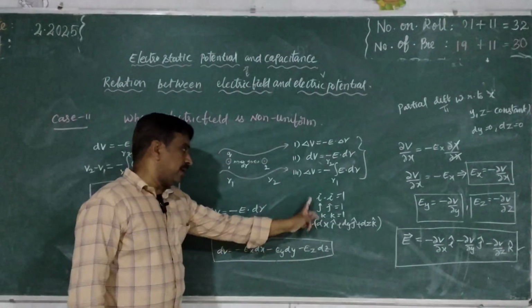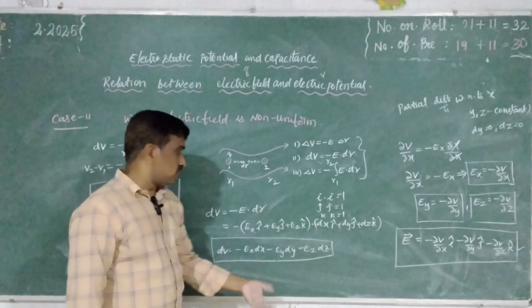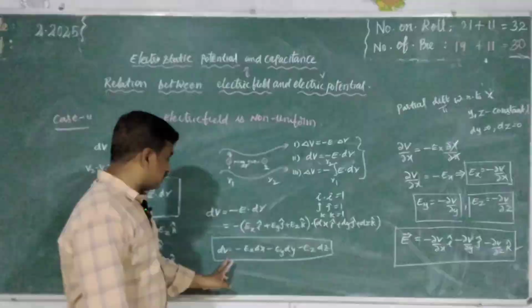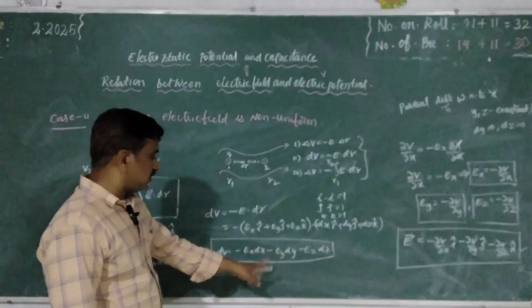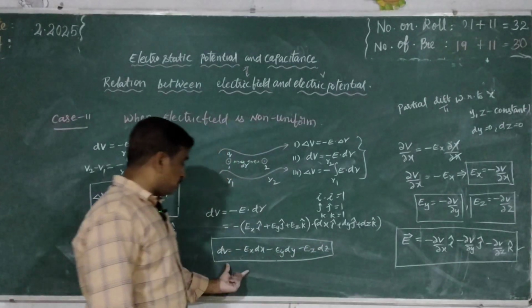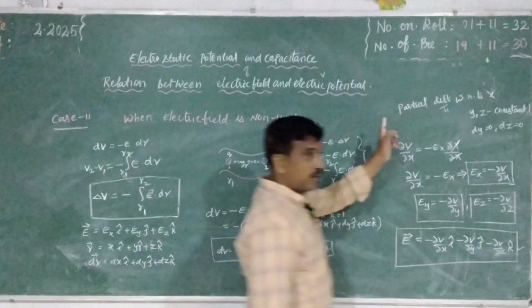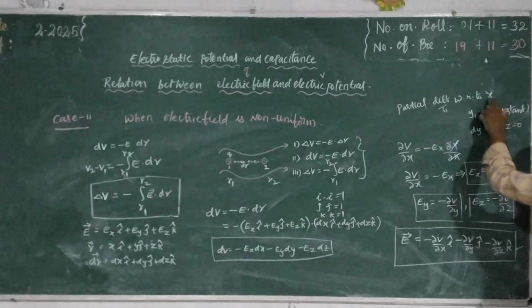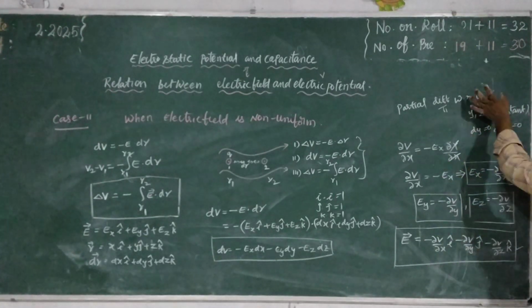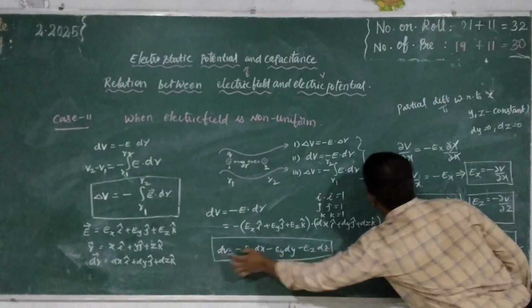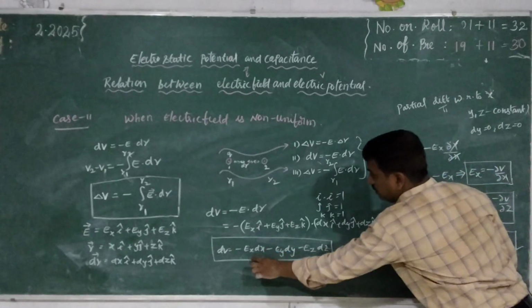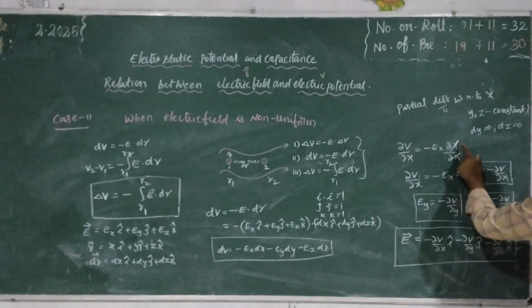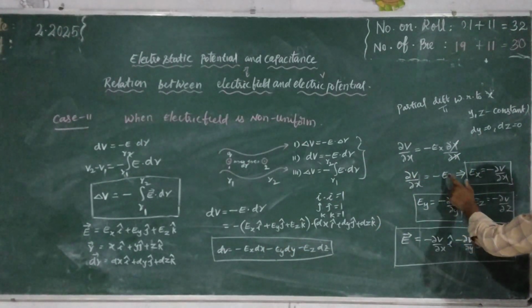So in the dot product, i dot i, j dot j, k dot k is 1, and the remaining terms are 0. That's why dV equal to minus Ex dx, Ey dy, Ez dz. This is partial differentiation with respect to x, which means y and z are constant, so dy equal to 0, dz equal to 0. With respect to x, dou V by dou x equals minus Ex, as dou x by dou x cancel. What we get is dou V by dou x equal to minus Ex.